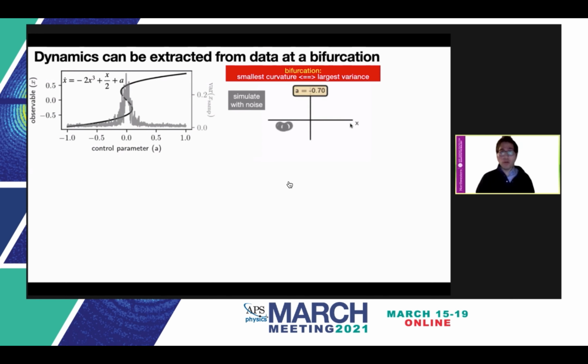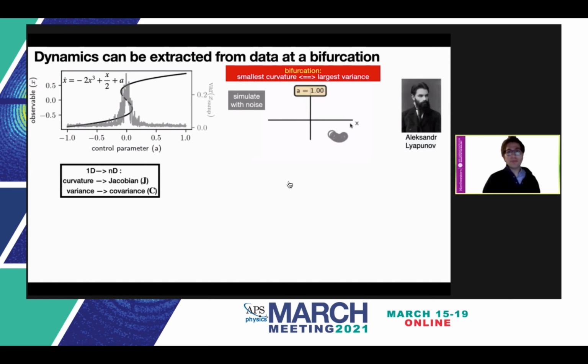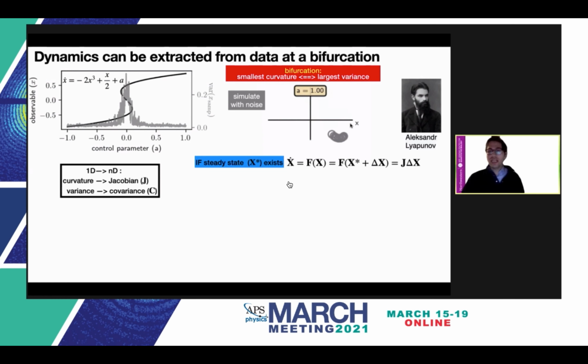And if we only had the data, we could just look at the variance, basically, to find the bifurcation, find the transition. This can be generalized to ND under the framework of the continuous time Lyapunov equation. Basically, instead of curvature, we'll talk about the Jacobian. Instead of variance, we'll talk about the covariance matrix. But the statement is very similar to the 1D case.